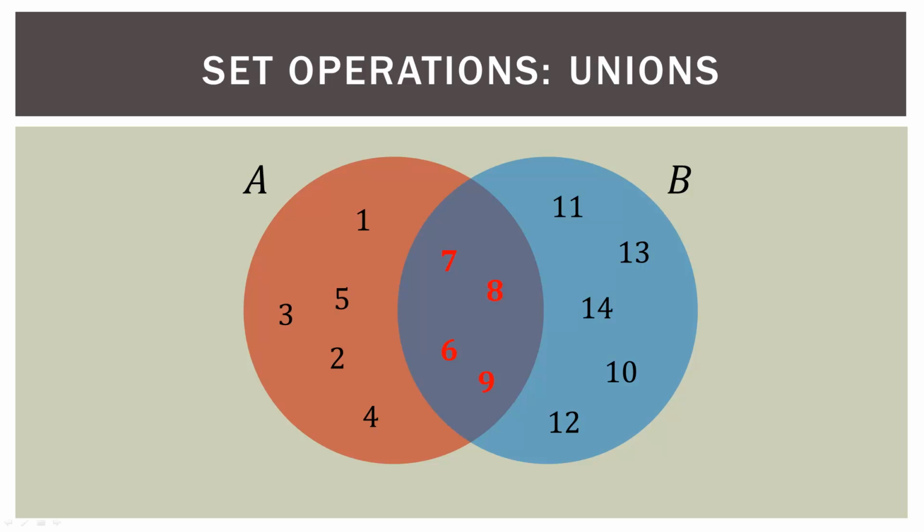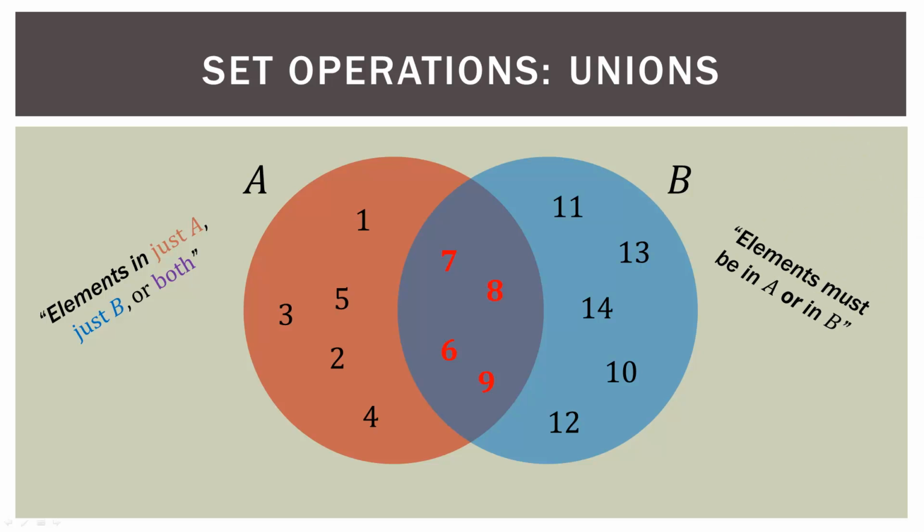Now what about unions? So intersection is what they have in common. Union is a little bit different. Now the way we put this is that the elements in just A, they're in the orange, just B, they're in the pure blue, or both, and that's the intersection in the middle. So anything that's in just A, just B, or both. So we can also say the elements must be in A or B. Now in mathematics, we use the or as inclusive. So we really are saying they have to be in A or in B or both.